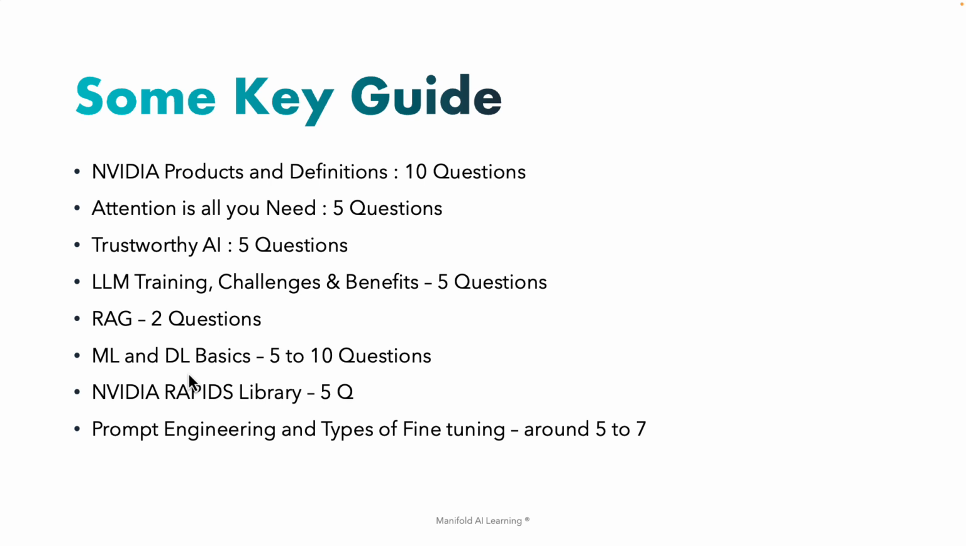And lastly, prompt engineering and the types of fine-tuning. There's no specific number, so I've just mentioned 5 to 7 based on the interactions I had with various learners. You can expect around 5 to 7. These are the numbers that I have collected by interacting with my learners, and these are the numbers that I came up with.